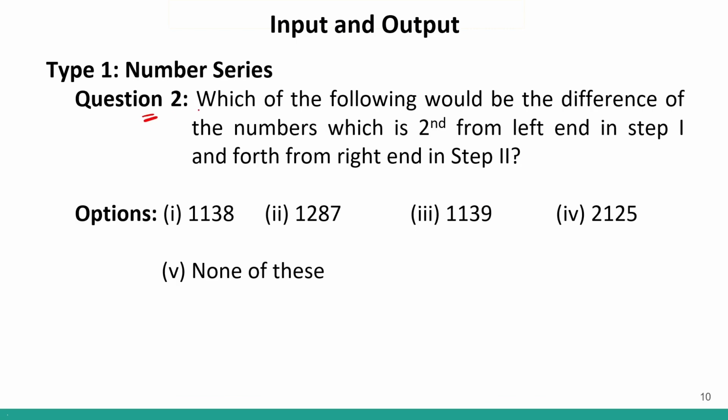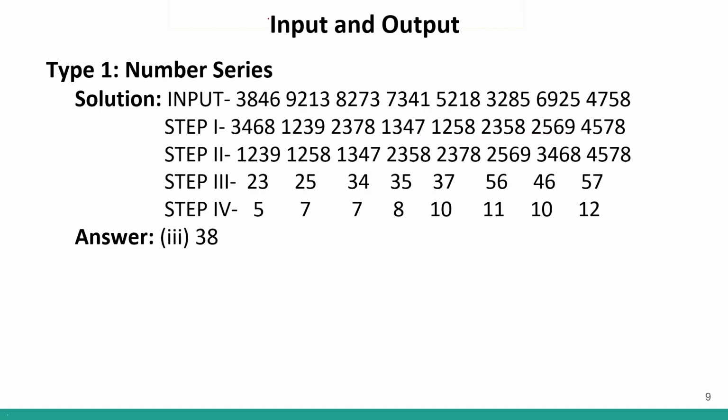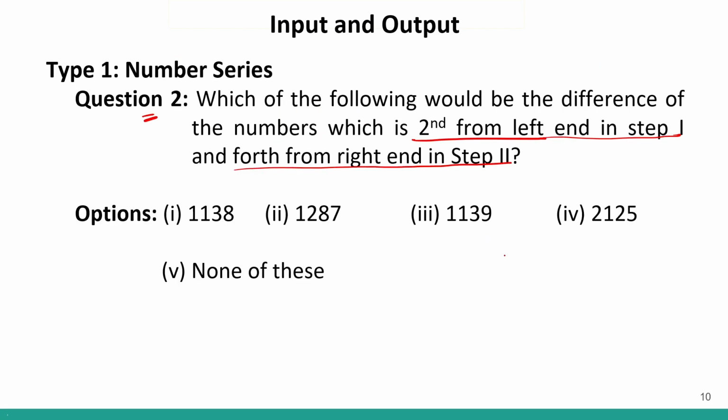Question number 2 says, which of the following would be the difference of the numbers which is 2nd from the left end in step 1 and 4th from the right end in step 2. So let us look at first, 2nd from left end in step 1. This is your left end, this is your right end. Step 1, 2nd from left will be this number, 1, 2, 3, 9. Correct?